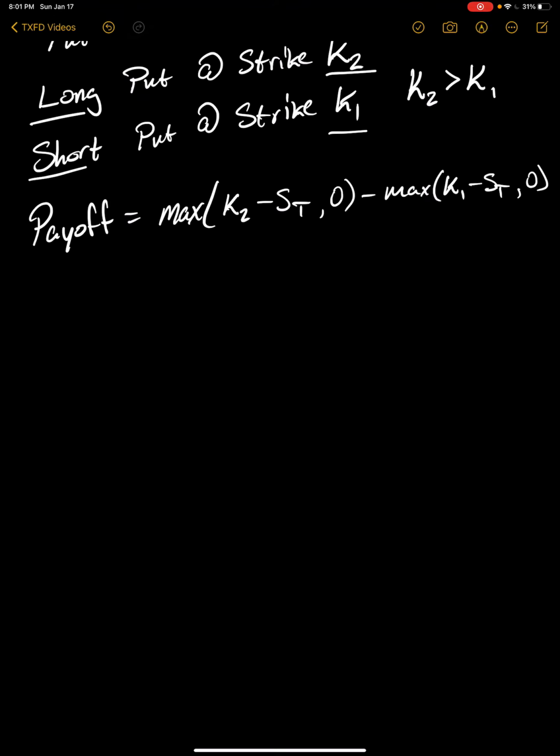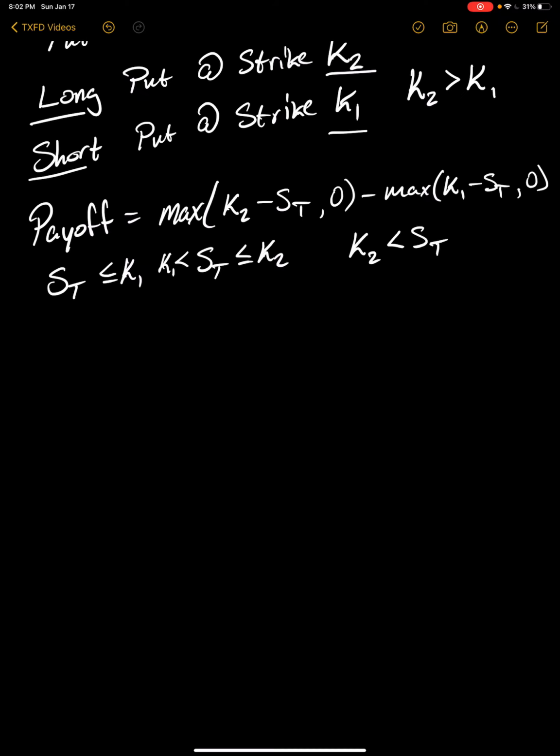And we're going to partition the variable space in the stock price in the same way. We're going to see what happens when the stock price at time t is less than or equal to K1. And then we're going to see what happens when the stock price at time t is greater than K1, but less than or equal to K2. And then we're going to see what happens when the stock price is greater than K2.